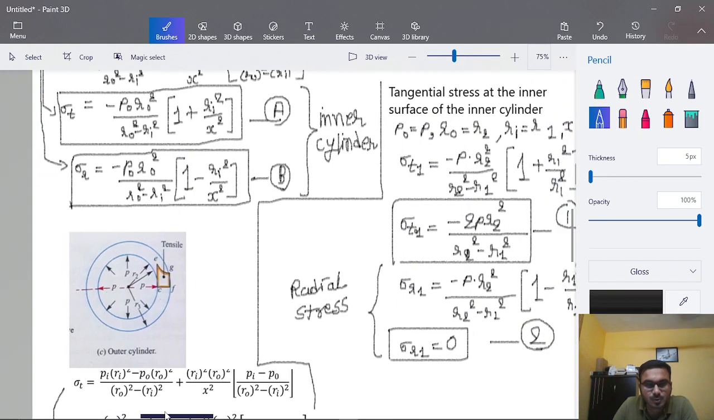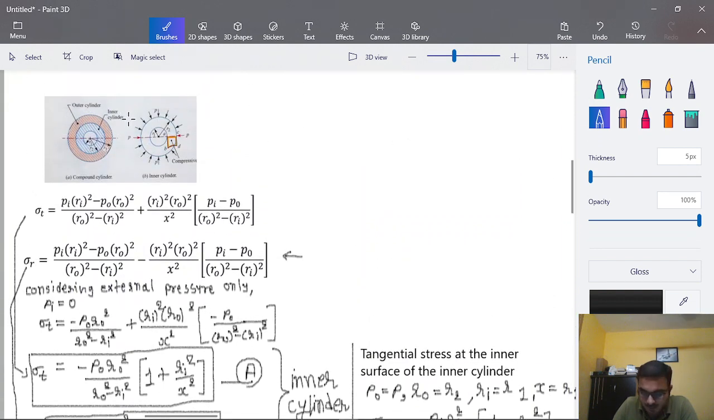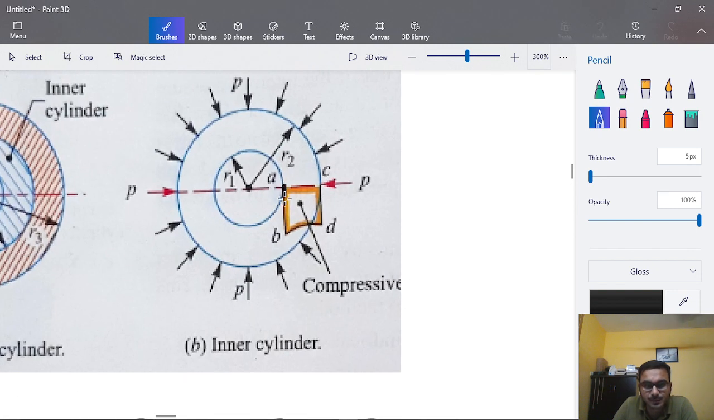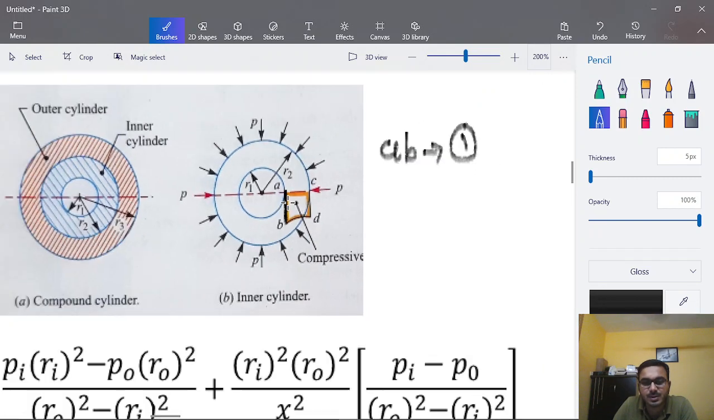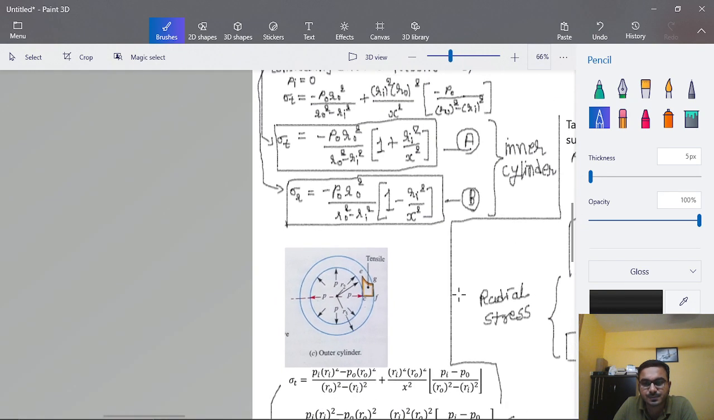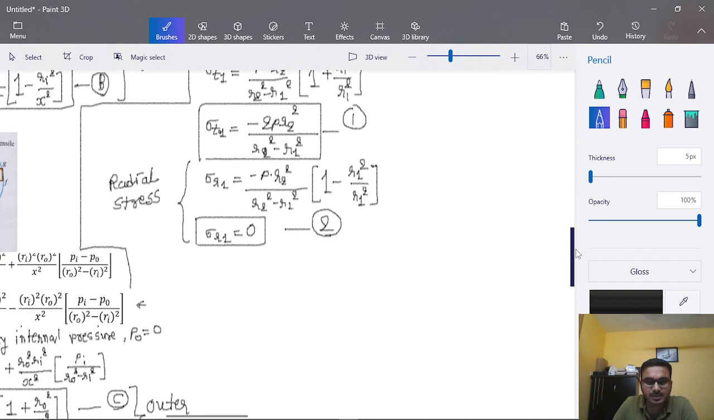So if we go to the inner cylinder, then this value, this is the value AB. AB is obtained by equation number 1, which we have already derived. And the radial stress is 0.